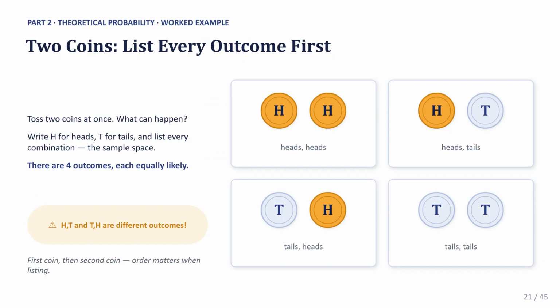When tossing 2 coins, we must list the sample space carefully. Write H for heads and T for tails. Both heads, heads tails, tails heads, and both tails. There are 4 outcomes, and each is equally likely. Remember, heads tails and tails heads are distinct. Always list your sample space before calculating to avoid missing an outcome.